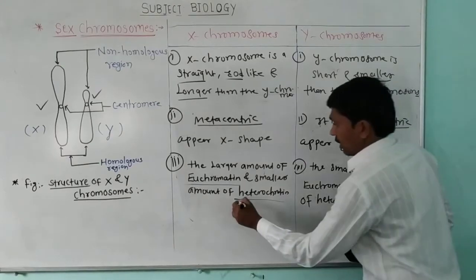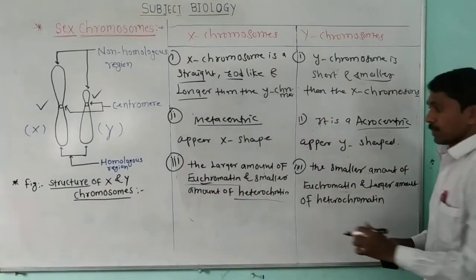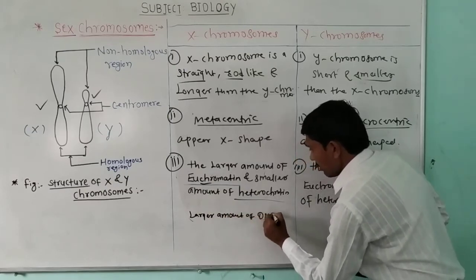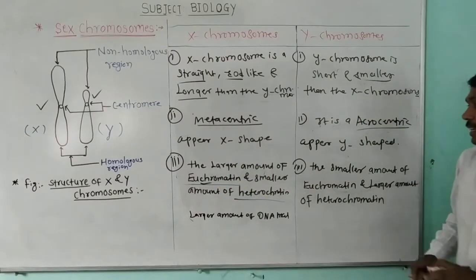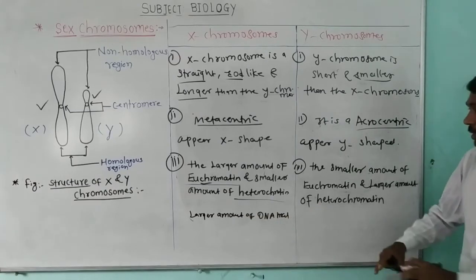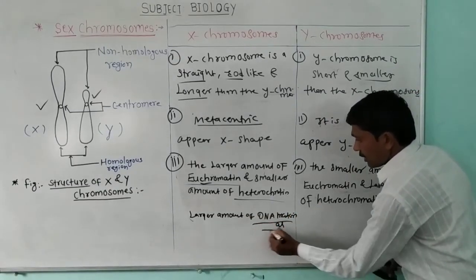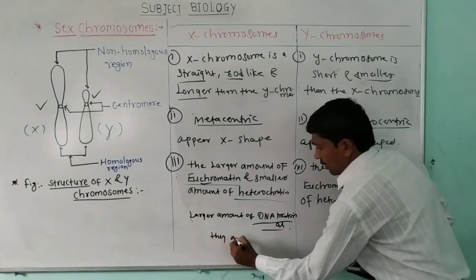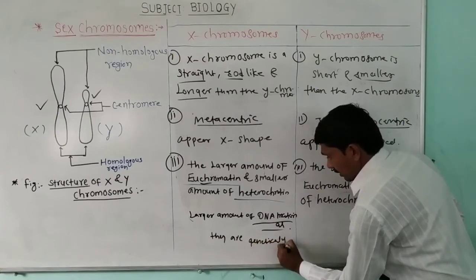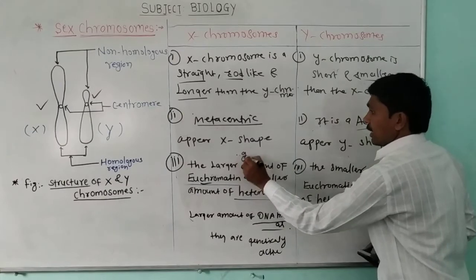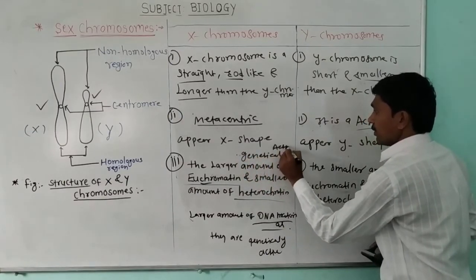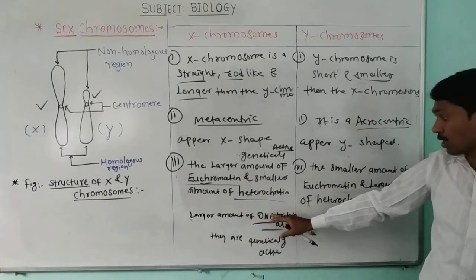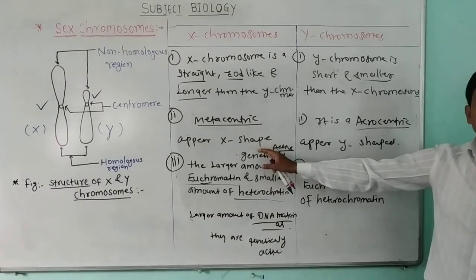So a larger amount of euchromatin means a larger amount of DNA material, because more euchromatin is present, and that's why the X chromosome has a larger amount of DNA material, and that's why it is genetically more active. The X chromosome is genetically more active because it contains a larger amount of euchromatin, and hence a larger amount of DNA material.